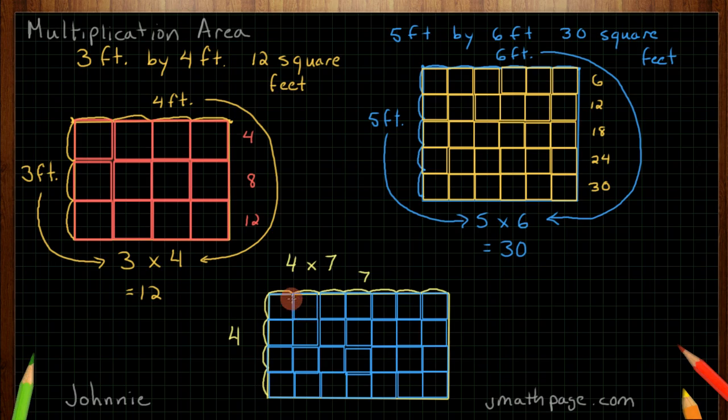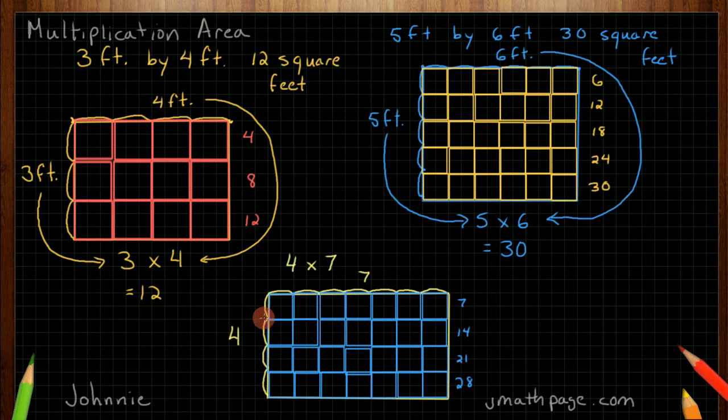We know that in the first row there are 7, right? If we add the next row of 7, 8, 9, 10, 11, 12, 13, 14, we have 14 squares now. The next row of 7, 15, 16, 17, 18, 19, 20, 21. And the last row of 7, 21, 22, 23, 24, 25, 26, 27, 28 altogether.